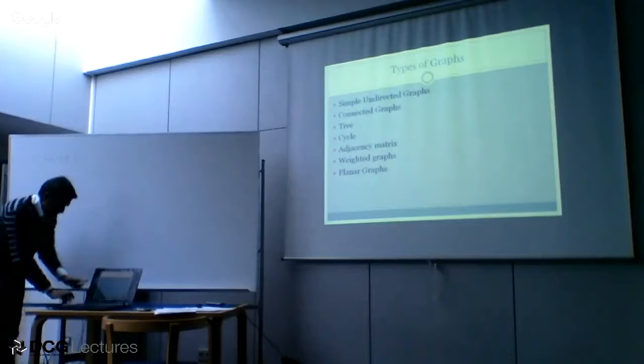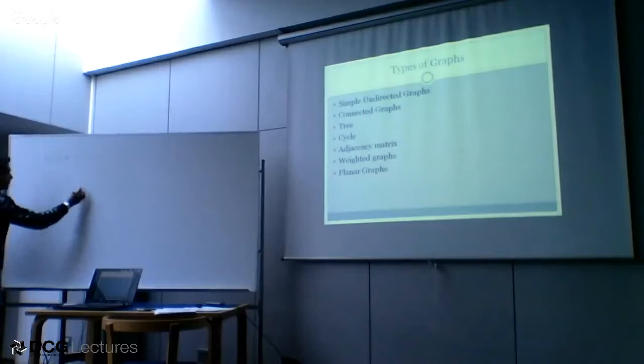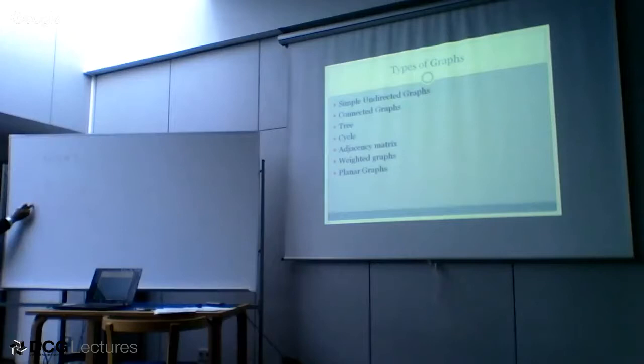So for example, if I draw some graph like this, this is a cycle of length 4, because there are 4 edges and we start from here and we can end up here. So it's a closed path. Similarly, it is a cycle of length 3, because again it is closed. So a cycle is a closed path.